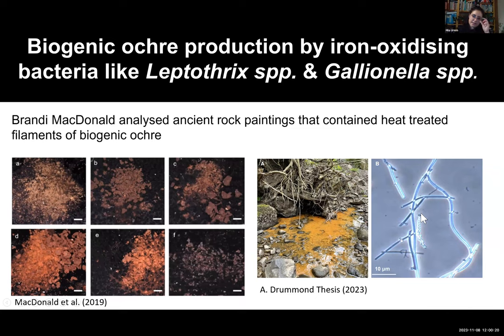And here is a microscopy photo which shows these two types of bacteria. I'm not going to try and pronounce their names. There's the swirly one and the rod shapes here. Both these bacteria produce these filaments, these rods, which are made of biogenic ochre. Brandy MacDonald analyzed some ancient rock paintings, and what they found is that the ochre used in these paintings was biogenic ochre. This is an example from this publication. You can see that by different heat treatments, they could get different colors of ochre from this same bacterial source.